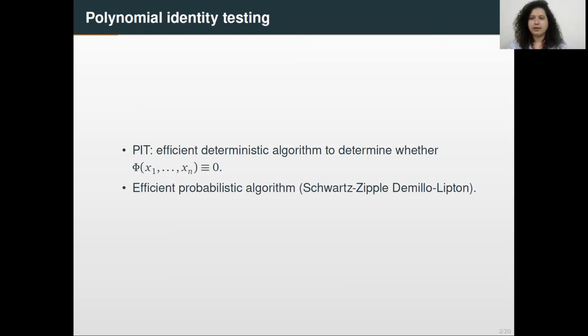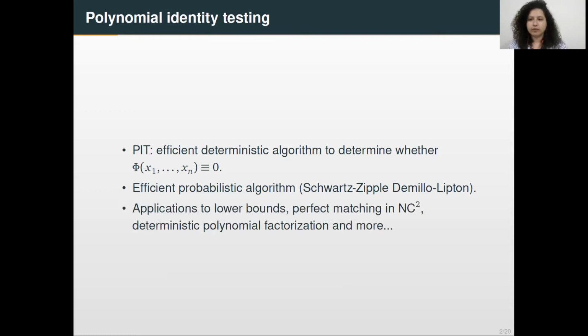There is an efficient probabilistic algorithm for this problem using the Schwartz-Zippel, DeMillo-Lipton lemma. We can just pick an evaluation point uniformly at random and plug it into the circuit. If the polynomial computed by the circuit is not the zero polynomial, then with high probability, the evaluation on our random point will not be zero. De-randomizing this problem has applications to arithmetic circuit lower bounds, perfect matching in NC2, deterministic polynomial factoring, and many more.